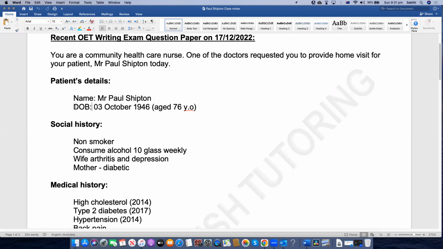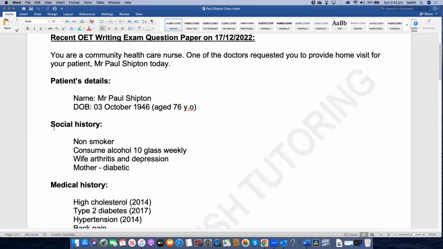What happens if I expand DOB into date of birth? Am I going to be penalized as far as the marks are concerned? No way. If you expand the abbreviations, there is no harm at all. But if you don't expand, the problem is that you may get a deduction of your score. So you may be deducted. As a result, don't give the chance for the examiner to reduce your marks. Okay, please be mindful about this.